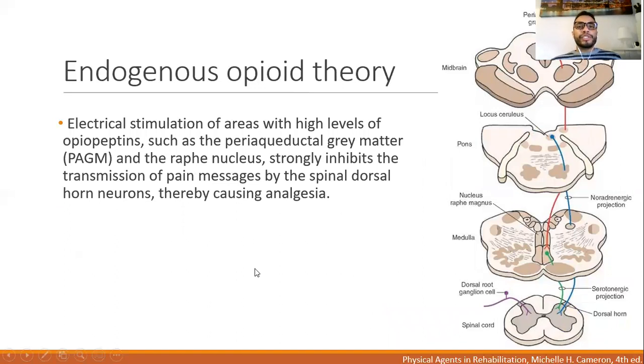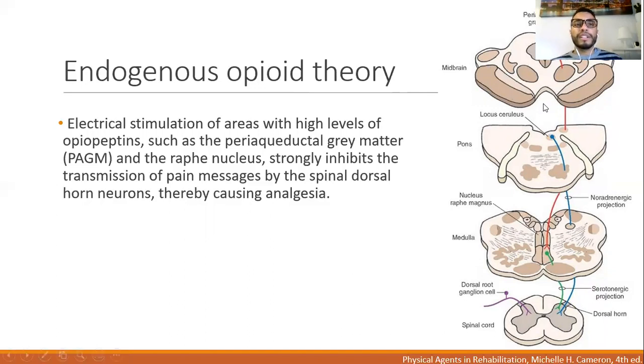So when we use electrophysical agents, electrical currents, there is electrical stimulation of areas in the brain, okay, in the higher levels of the central nervous system, including here at the level of the midbrain, we have the periaqueductal gray matter, okay, in the midbrain. So at this level of the midbrain, this is basically where the spinothalamic tract ends.